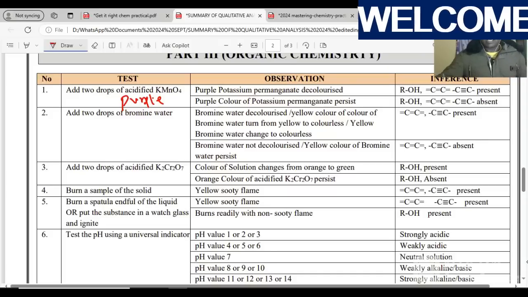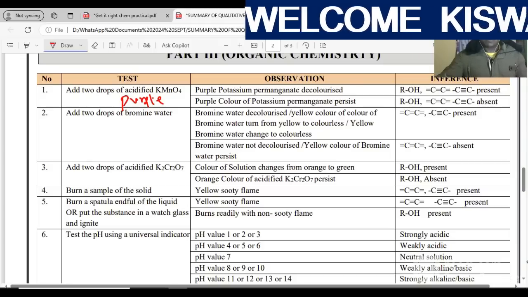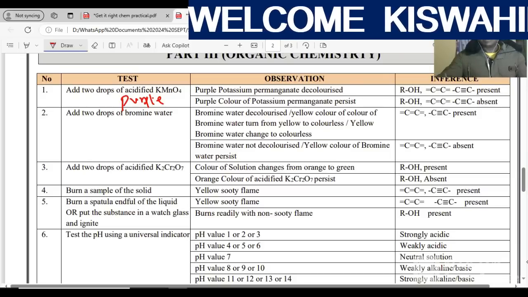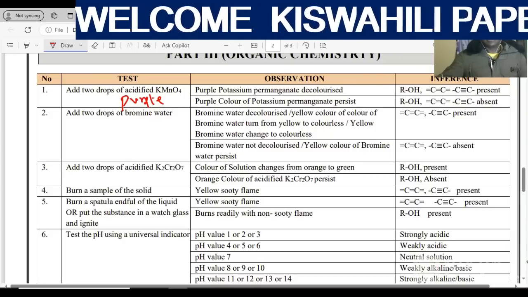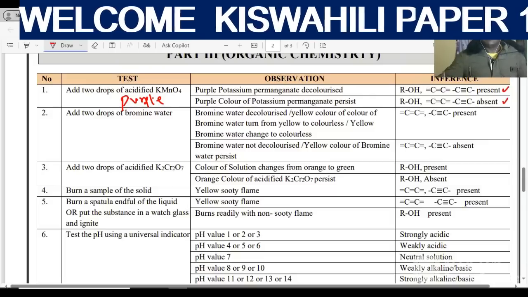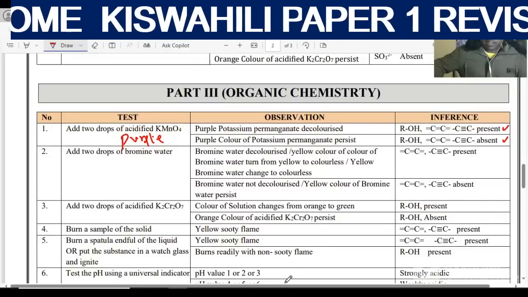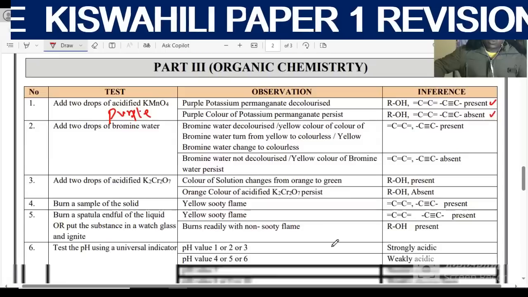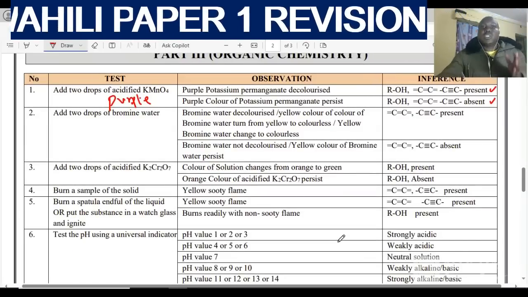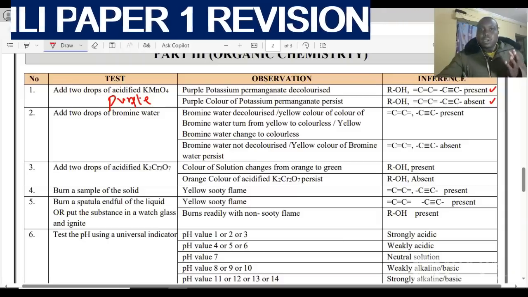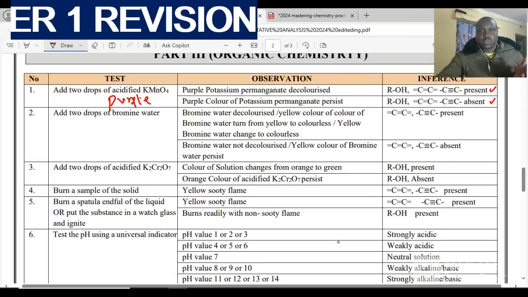Ni hivyo tuna master. And if nothing happens, it means that the purple color persists. The purple color of acidified potassium permanganate remains the same, then it means hizo zingine hizo tumeandika absent. So the words present and absent are very, very important. If you don't write that, I guess you will be on the bad side. So first, this one is a sure bet thing. The answers are only like that and there's nothing more that is going to change.